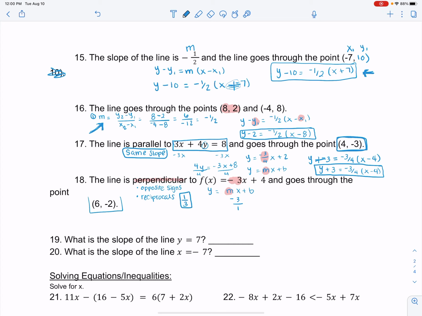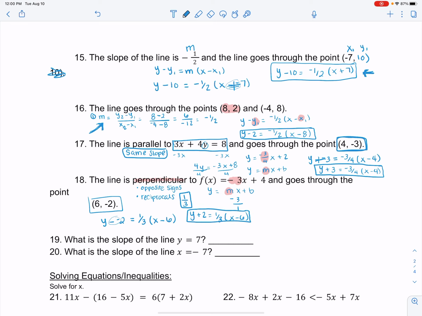And I know I have this point. So now if I write it in point slope form, I have y minus y1, which is negative 2, equals my new slope, the perpendicular slope 1/3, x minus x1, which is 6. Clean up the minus negative, so y plus 2 equals 1/3 x minus 6.